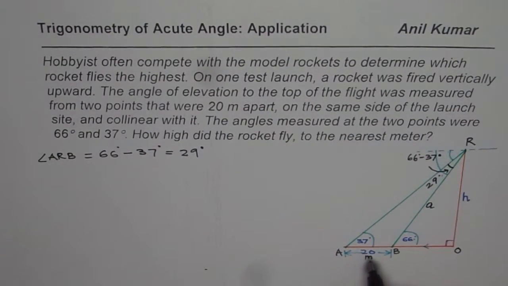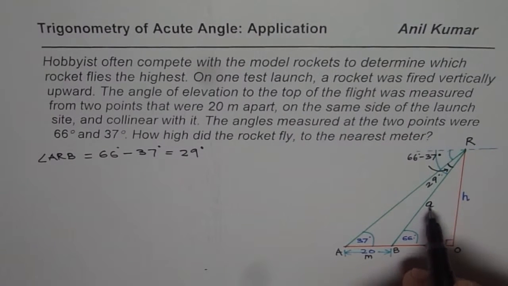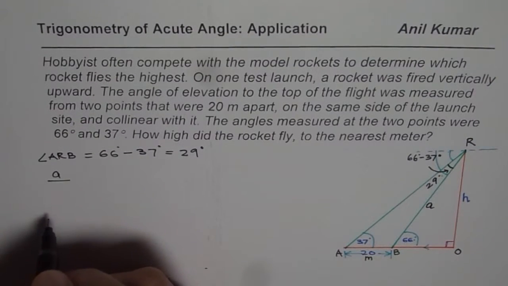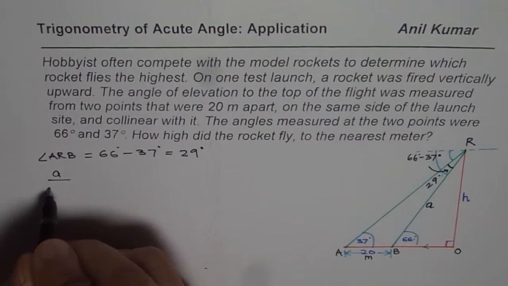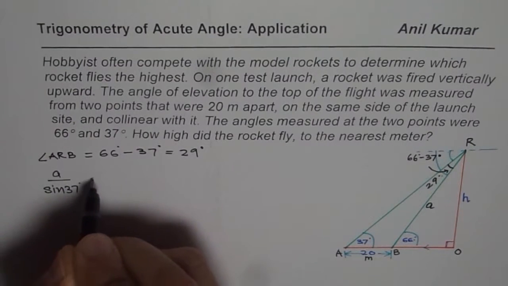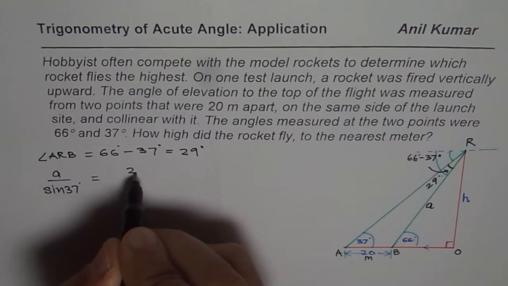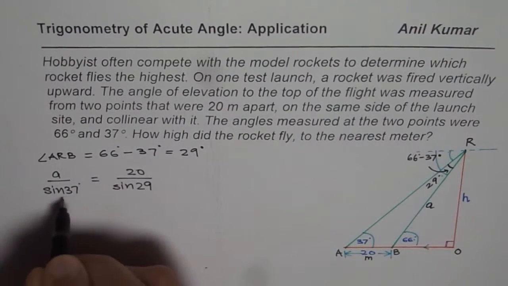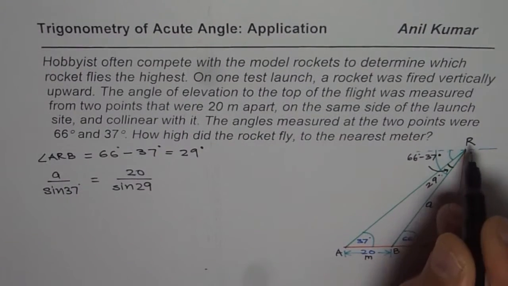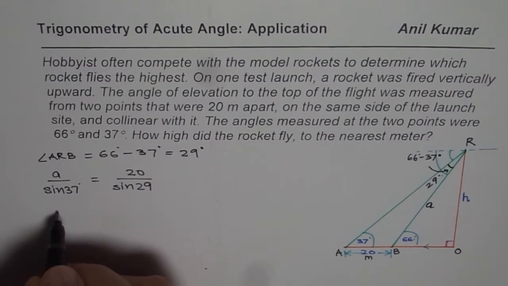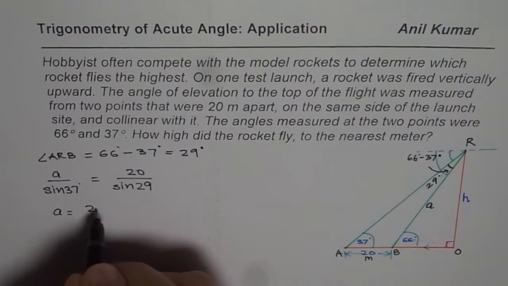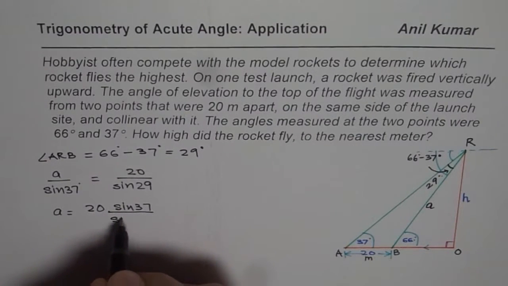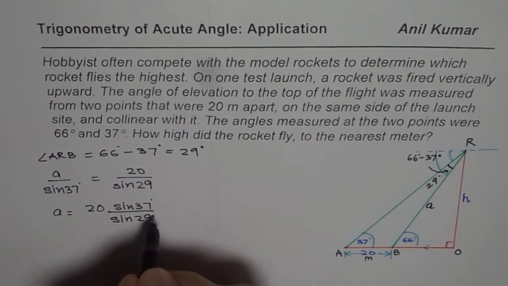Now when you apply the sine law, then you need to find the side. So I like to keep that side right on the top of my equation. Sine law can be written in both the orders, right? So a over sine of 37 degrees is equal to 20 over sine of 29. Now you cross multiply to find the length RB, right? So a is length RB. So a is equal to 20 times sine of 37 divided by sine of 29 degrees. So all these are degrees.